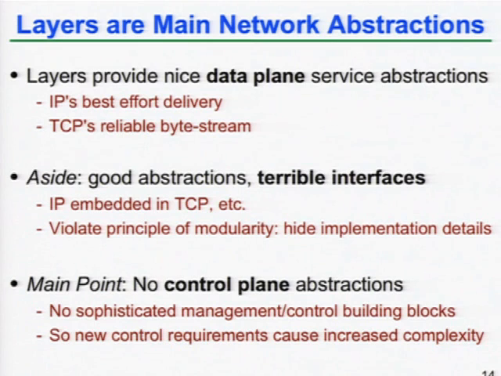But my main point here is, while we have good data plane abstractions, we really don't have good control plane abstractions. There are no sophisticated management building blocks. So every time we have a new control requirement, we have to add complexity to the system because we have to invent something new. We don't have a building block that we can build upon. So what we need to do is reverse this trend towards complexity in networks. We need to simplify networking control rather than just mastering the complexity. It's harder to do, but it's much longer lasting.